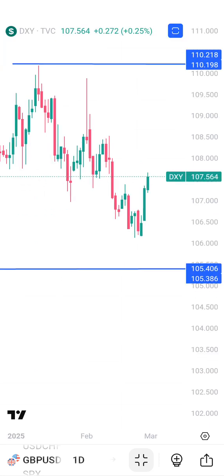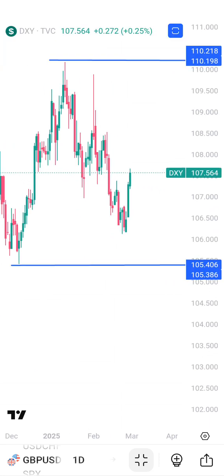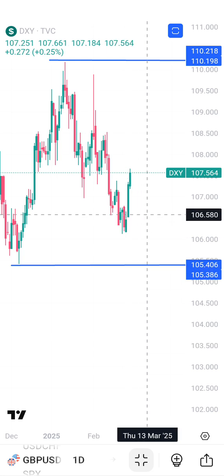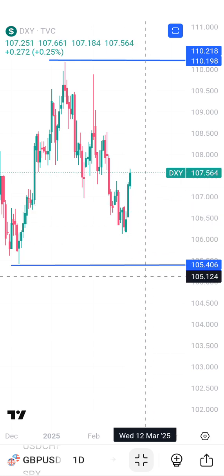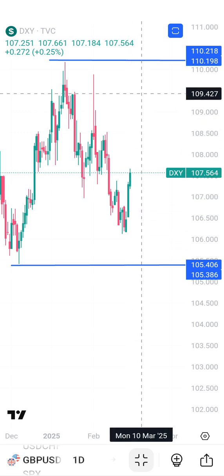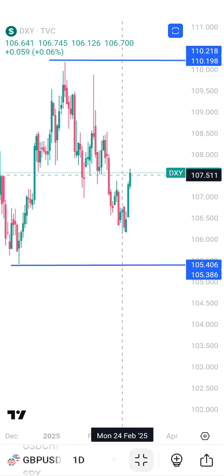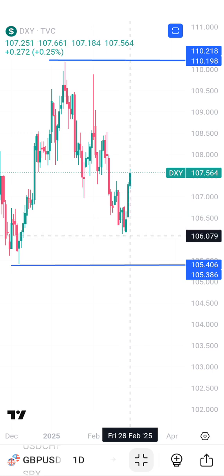And don't forget, on DXY here, this is the range we are working on. So we might be anticipating price to drop down to take this low, or price can push up to take the higher part, but we are still hoping that price should drop down to take the low here.